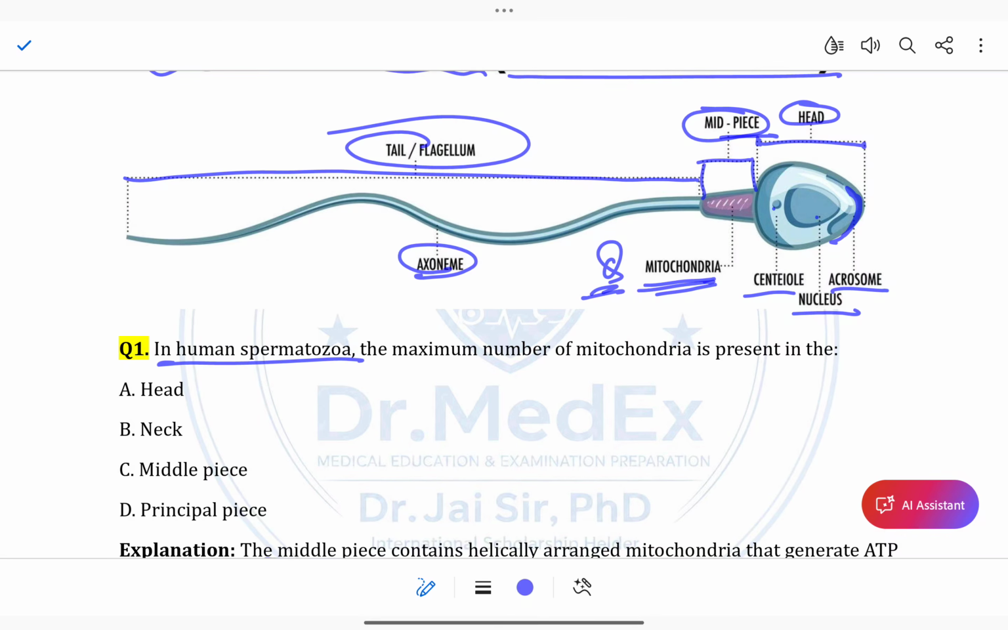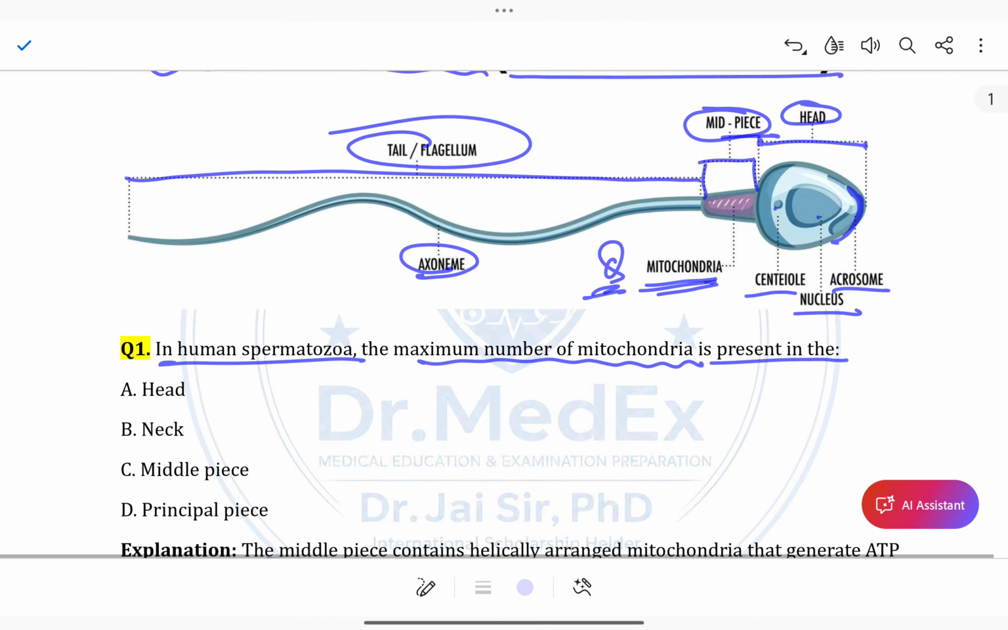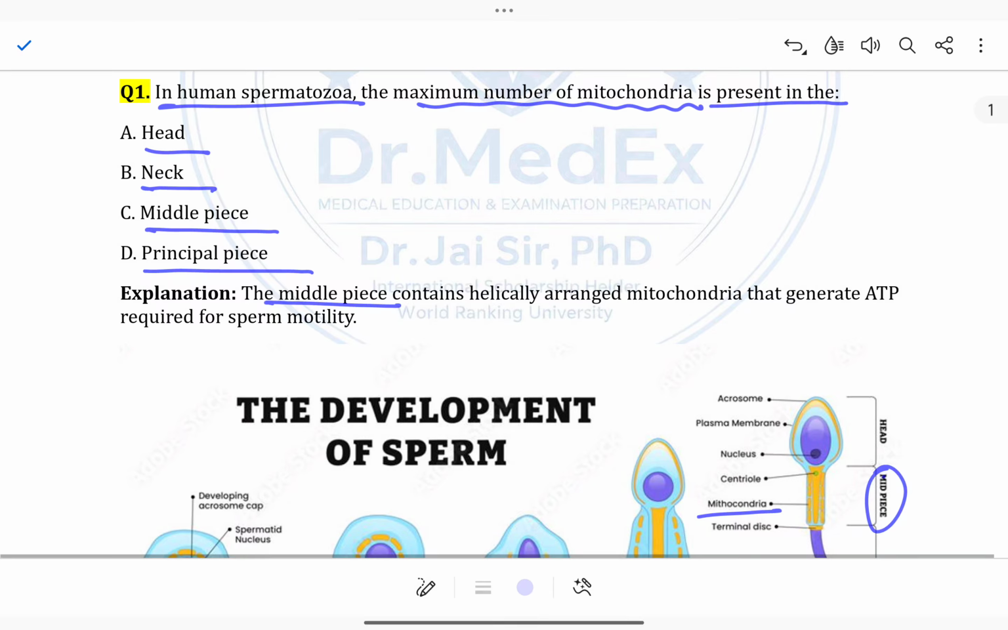In human spermatozoa, the maximum number of mitochondria is present in the, please tell me, this is now your turn. Maximum number of mitochondria is present in: A, head piece; B, neck; C, middle piece; and D, principal piece. Please tell me your answer. Yes, you are right, the middle piece. This is the right answer, middle piece.